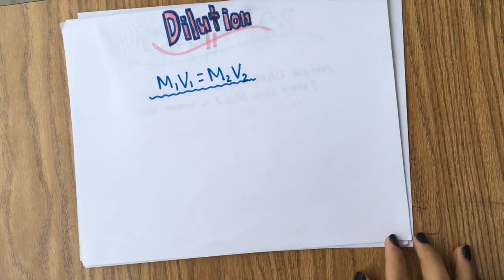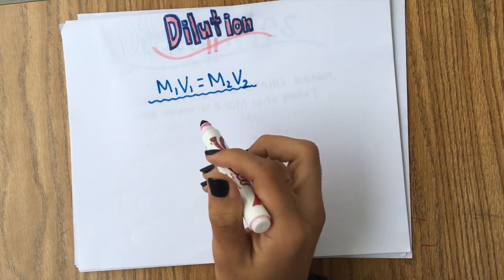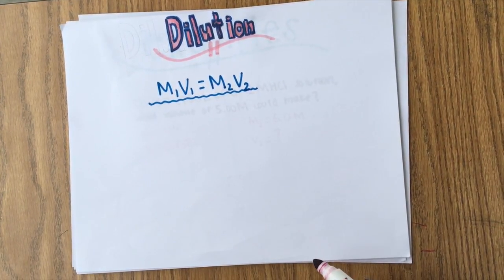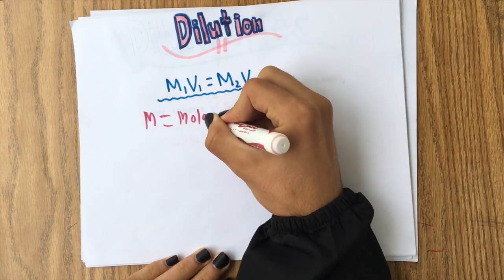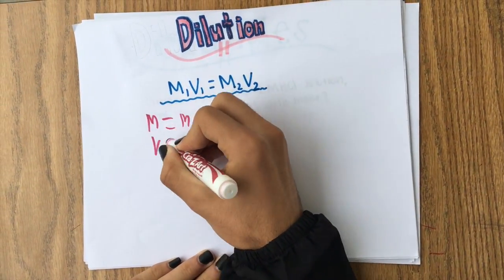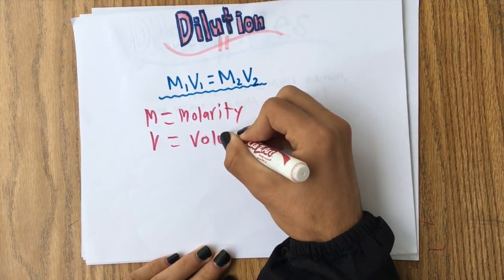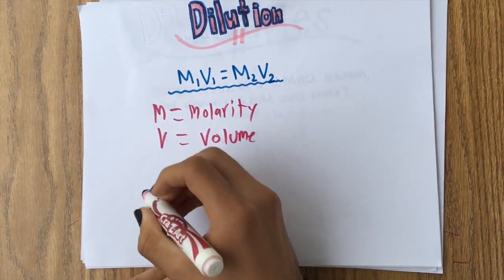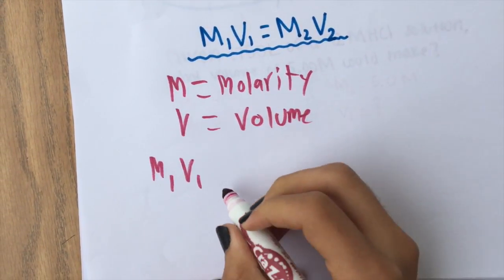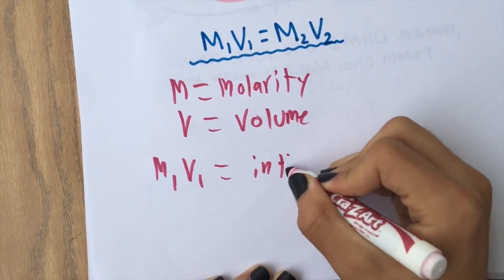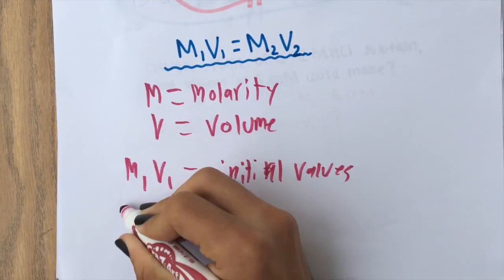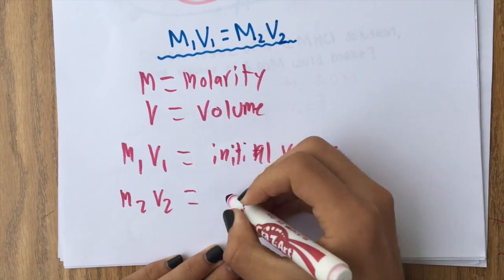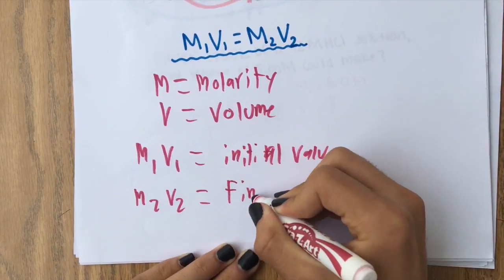With pH, you need to know how to do dilution equations, which the formula would be M1 times V1 equals M2 times V2. M is the measure of the molarity of the substance, while V is the volume of the substance. M1 and V1 are the initial values, while M2 and V2 are the final values.